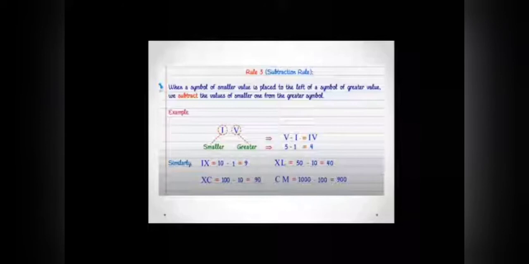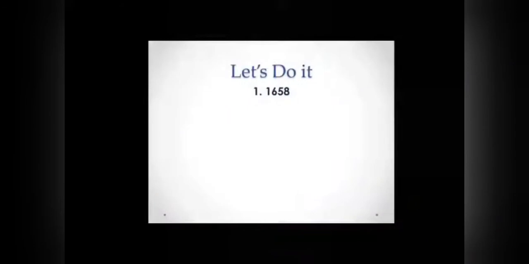As you can see in this example, it is I and X. So I is smaller than X and it is written in front of X. X stands for 10 and I stands for 1. So 10 minus 1 is 9. And XL: L stands for 50 and X stands for 10. So 50 minus 10 is 40. C stands for 100, M stands for 1000. So 1000 minus 100 is 900.